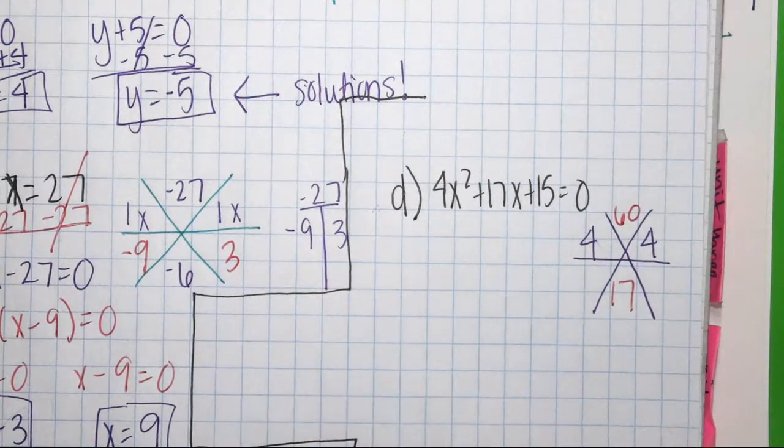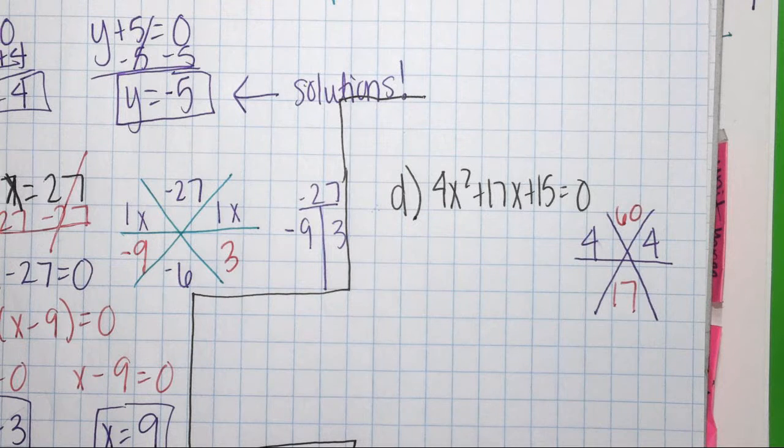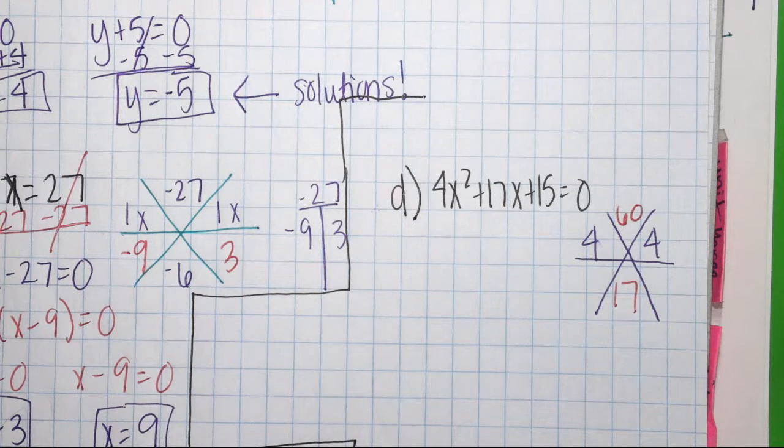Alright, now, we need to find two numbers that multiply to give us 60. Does that add to give us 17? So that doesn't work? Does that add to give us 17? 15 and 3? I know what 15 is, but that doesn't... found it. 5 and 12.